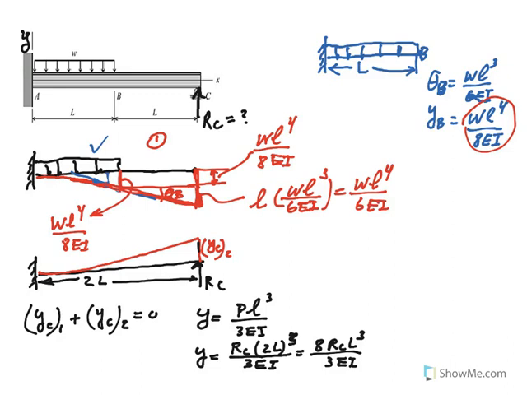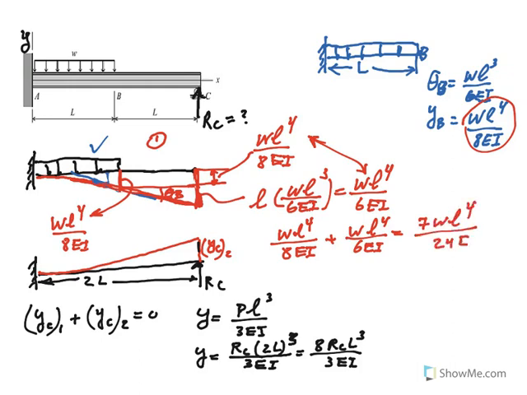So add these two, right? WL to the power 4 over 8EI plus WL to the power 4 over 6EI. Common denominator is 24, so we end up getting 3 and 4, 7WL to the power 4 over 24EI. And this is the deflection due to this uniform load right here. And this is of course negative, by the way, because it's going down. So now set them equal to one another, or add them up and say it equals 0.